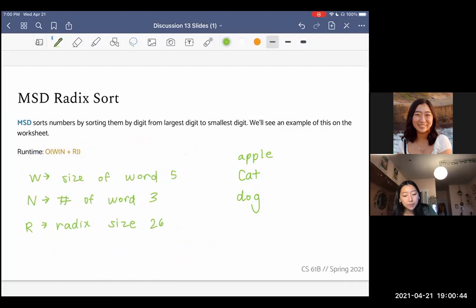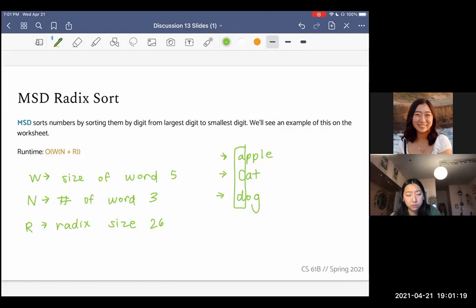But the thing is, since we look at the most significant digit first, we're going to compare A, C, and D. And now because of this, we realize no matter what, in alphabetical order, it's going to go apple, cat, dog. This item, then this item, then this item. The lower order digits don't matter because something that starts with the letter A is always going to come first in alphabetical order over something that starts with the letter C.